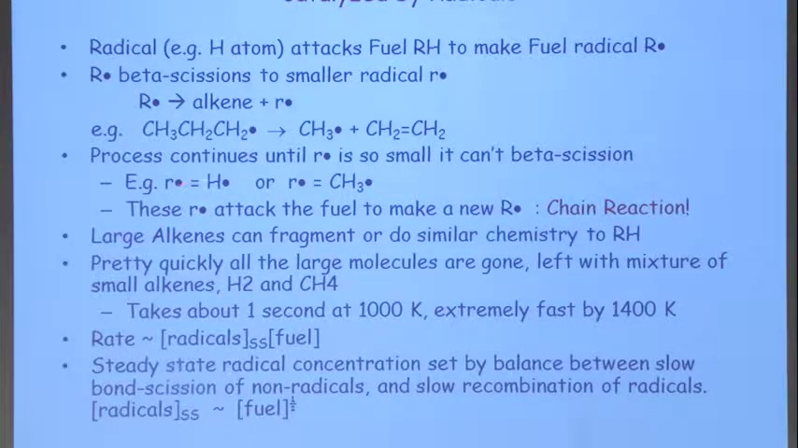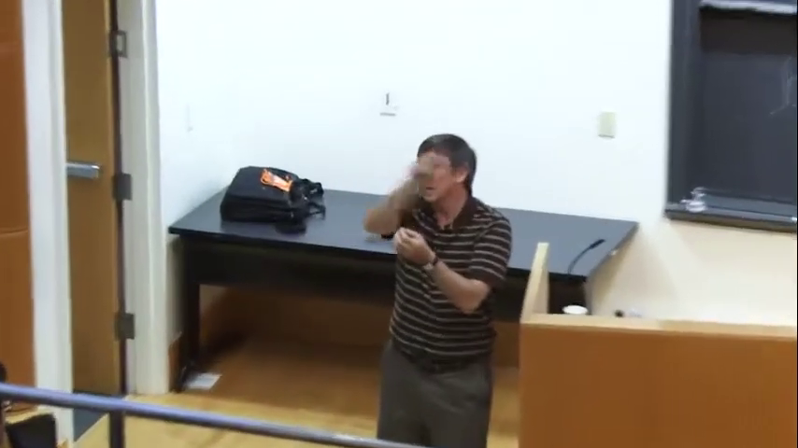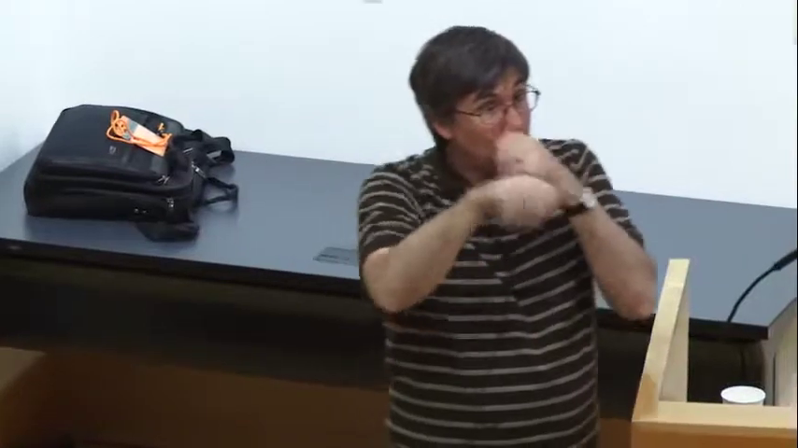And then these R dots, whatever one you make, H atoms or methyl, they attack the fuel, and they make a new big R dot, and the thing goes over and over again. So this is what's called a chain reaction. A radical attacks the fuel, it makes a new radical, a radical attacks the fuel, makes a new radical, over and over and over, a continuous chain. And it might happen 100 or 1,000 times before anything else happens. So that's the main process, this radical chain.